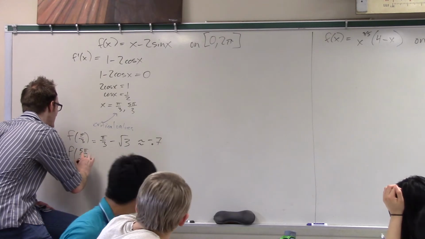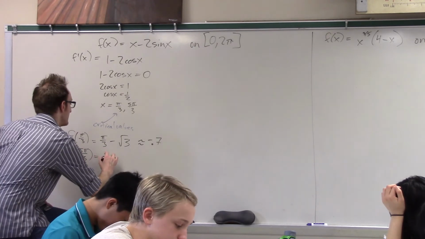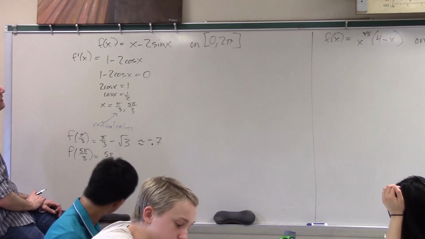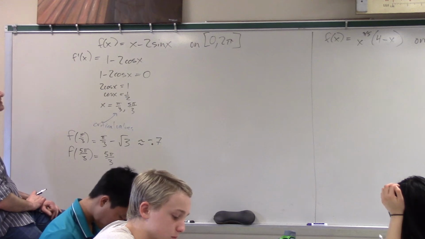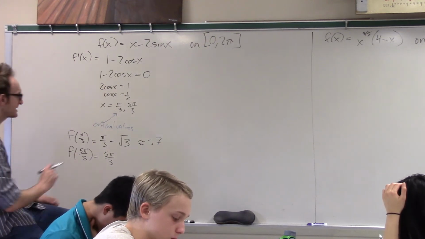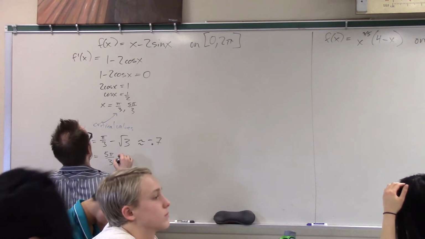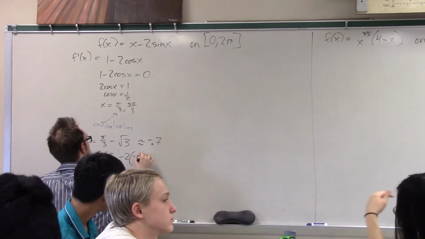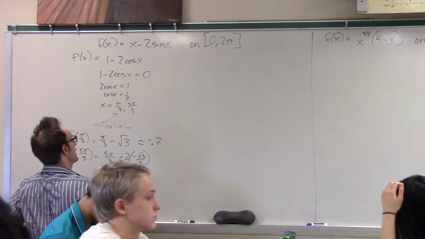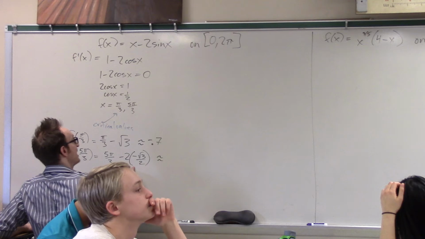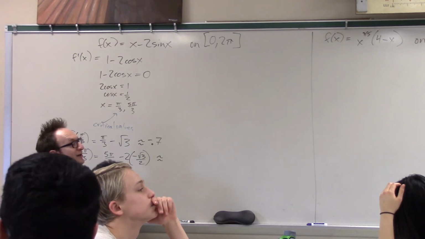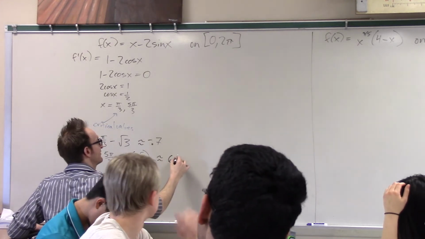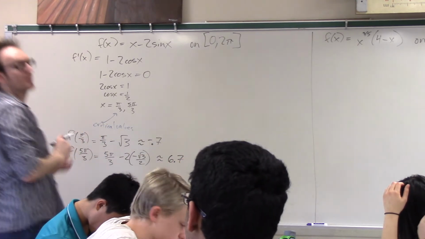f of 5 pi over 3 is going to be 5 pi over 3. What's the sign of 5 pi over 3? It's negative, right? So this would be negative 2 times negative root 3 over 2. So that's more or less plus root 3. Can I call that basically 5? Yeah, so that's like 5 plus root 3, so that's like 6.7 or so. Okay, are we good? All right, so we found that.